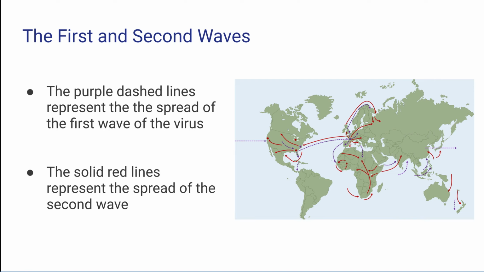The red dots represent the suspected origins of the first waves, with the purple dashed lines showing the spread from there. The second wave shows origin locations in purple dots, with red lines representing the spread. The second wave of this pandemic was by far the most deadly and had the highest mortality and morbidity rates.